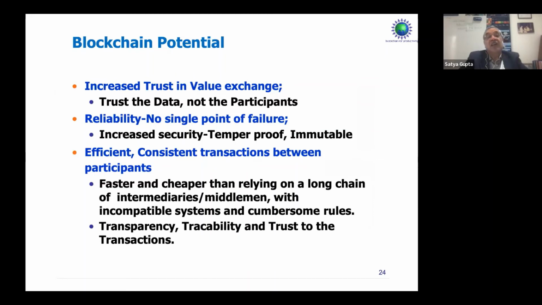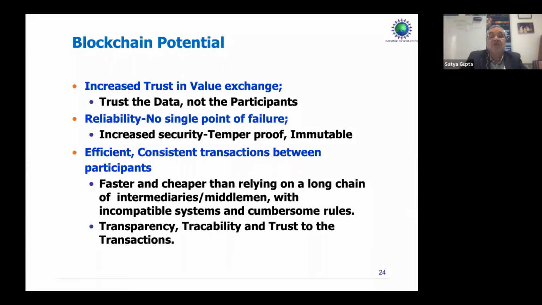The potential is increased trust in value exchange. Here they trust the data, not the participants. You don't have to trust the participants. Like in a bank, your KYC and all that is immaterial. It is the data that is required.